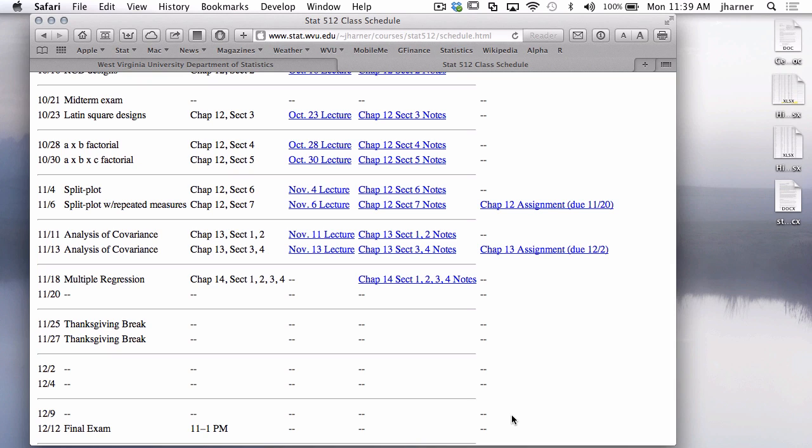So both of those assignments will be due after Thanksgiving, so you can work on them during that time. Today I want to do a little bit on the analysis of covariance and then start on regression, which is Chapter 14. So the notes are here for 14. Any questions?